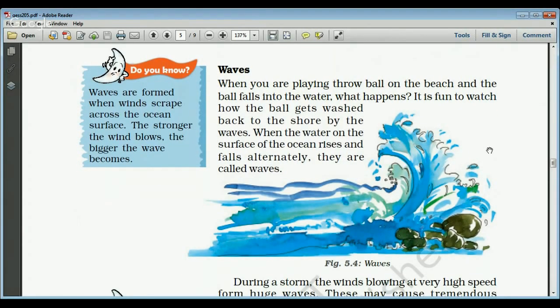And this is a picture of whenever you fall something on the beach of any sea or ocean, or whenever you throw a ball into the water, the ball gets washed back to the shore because of the waves, because the water on the surface of the ocean rises and falls alternately like a sine wave. Okay, and that is why they are known as waves.